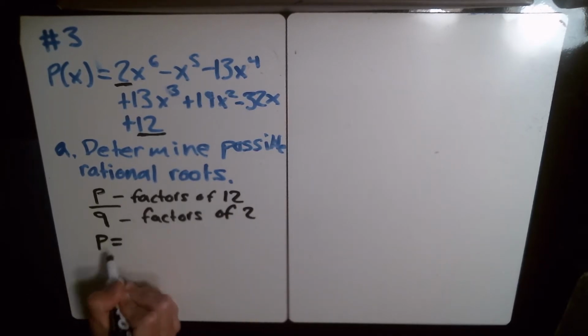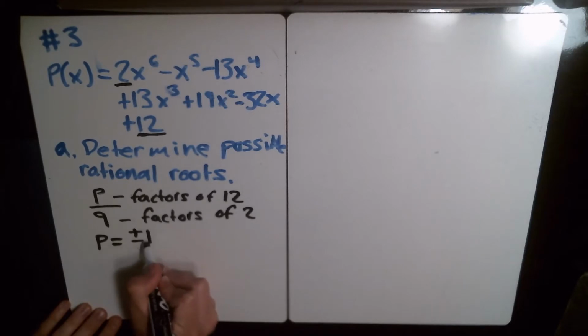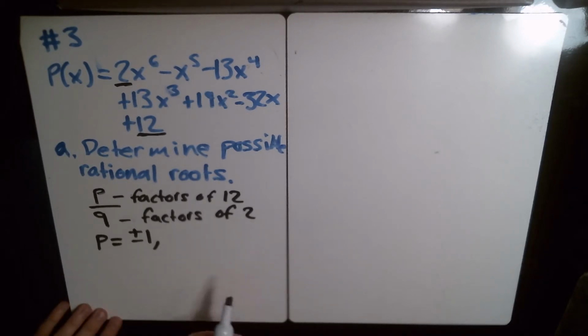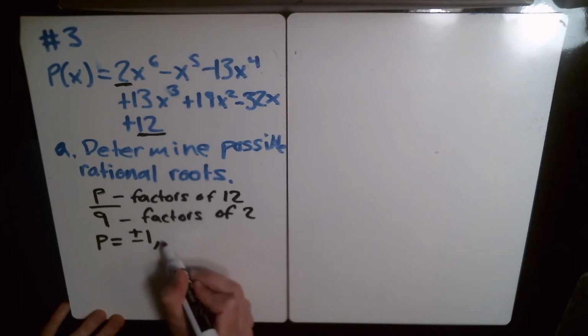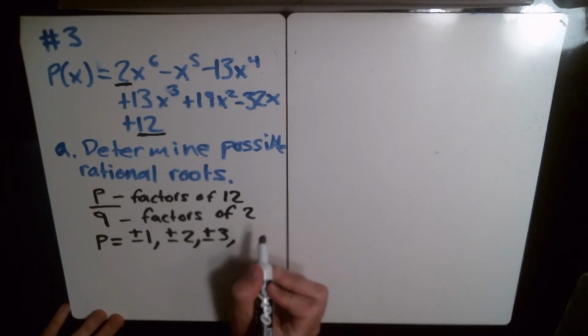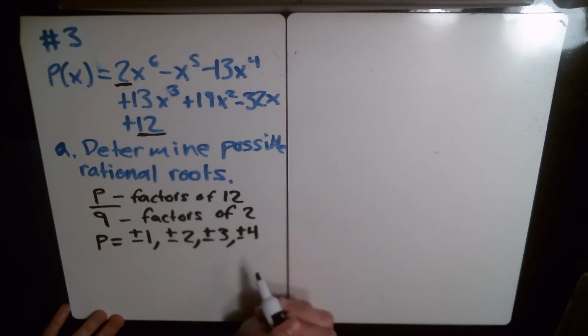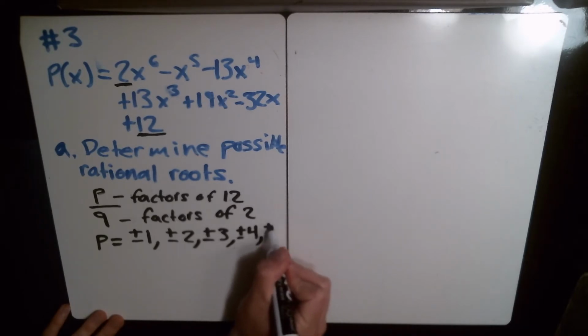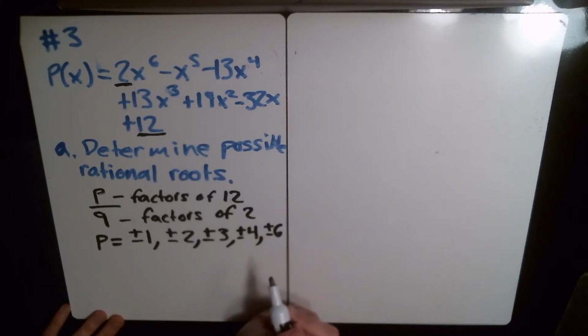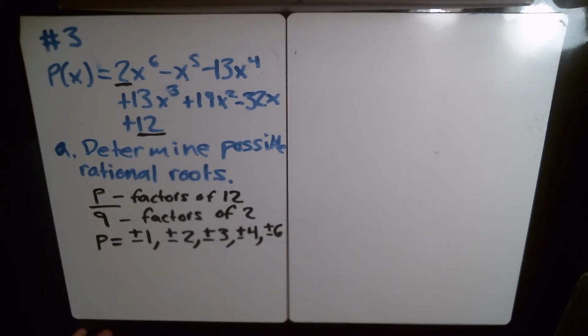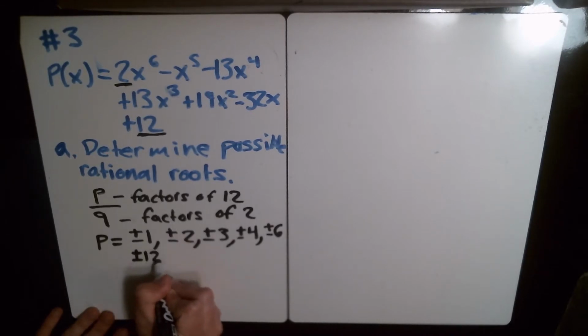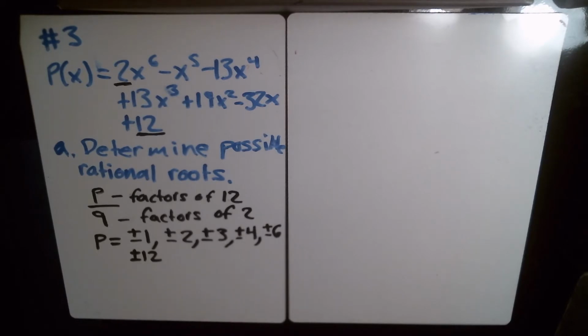So the things that P can be are factors of 12. What goes into 12? Well, 1 does, and I'm saying plus or minus for all of these, right? Because negative numbers work just as well as positive when you're going into 12. 2 will go in there. 3 goes in there. 4 goes in there. 5 doesn't, so we don't need that one. 6 does. 7, 8, no. 9, no. 10, 11, no. We also need 12, right? Those are all the numbers that go into 12, the factors of 12.